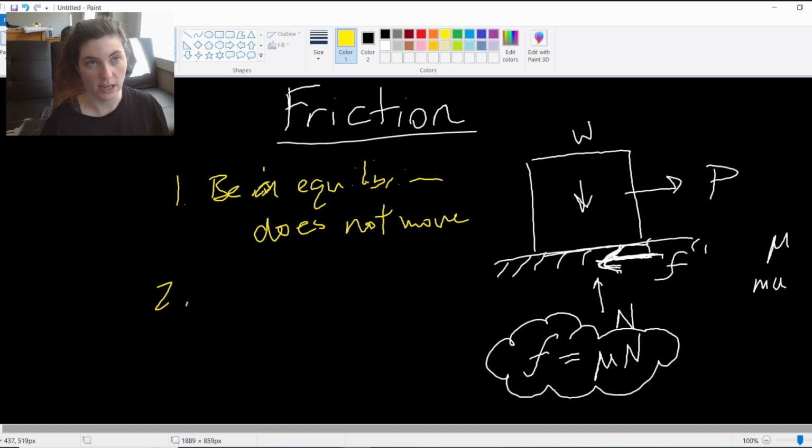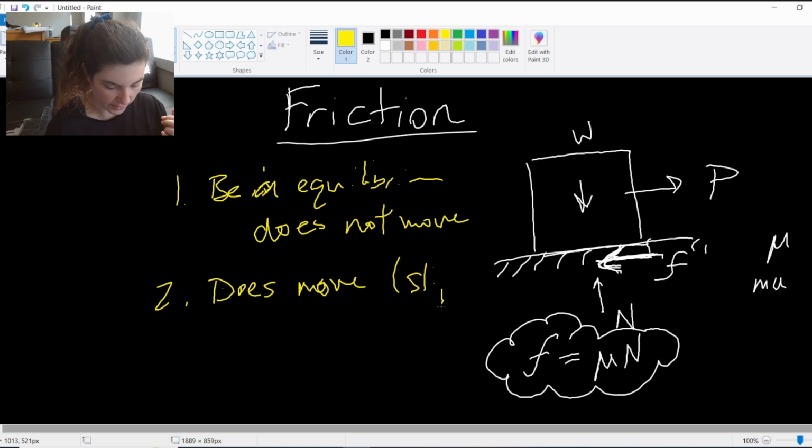My secondary case could be that my pull is so strong that now it does move, right? It's slipping. It's slipping against that friction and it begins to move. So it does move, and we call this slip, right? It slips against the friction on the floor. It does, in fact, start to move.